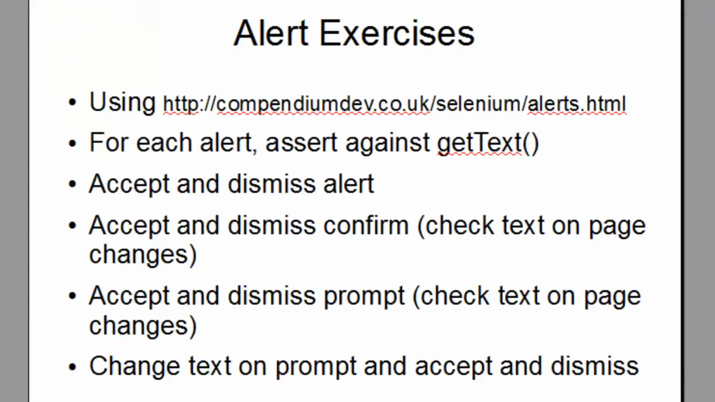So for each of the alerts, assert using get text to make sure you have the correct one, accept and dismiss the alert, so create a test for both. Accept and dismiss the confirm and check the text, accept and dismiss the prompt and check the text, then change the text on the prompt and accept and dismiss. So just use those different alert dialogues in different ways, and we'll see you back here in 15 minutes. I don't think this will take you very long. I don't think this will challenge you very much.